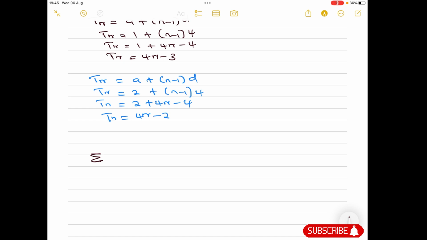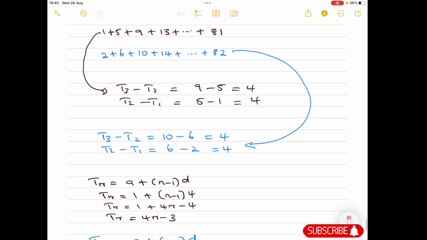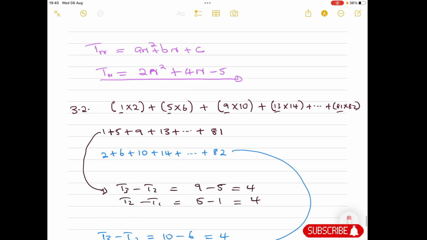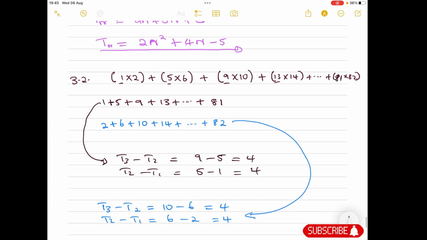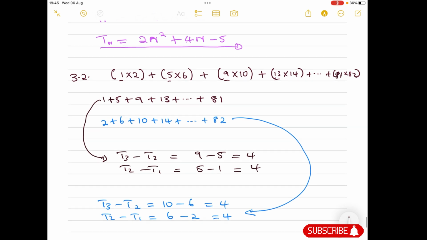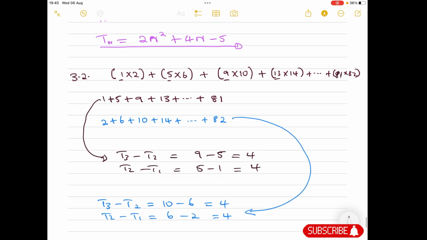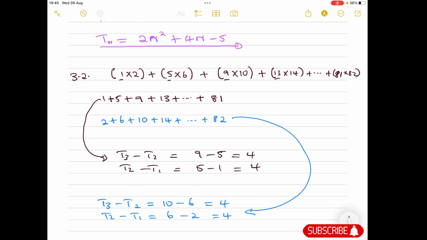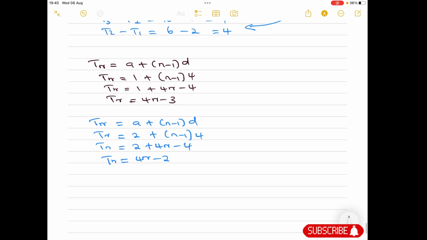All right, before I even go there, I cannot just jump to conclusions. Okay, let us go back here. I know the last terms here are 81 and 82. So on this first series, I know the last term is 81. On the second series, I know the last term is 82. How is this going to guide me on a way forward?